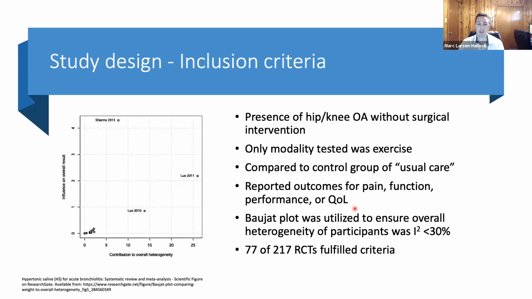And they reported that they used the Baujat plot to ensure that the overall heterogeneity of the participants was low. And so what they did is they created this plot that you kind of see over here. This is not the plot from the study. They did not publish their plot. And so what I'm using instead is a surrogate that I pulled from this resource down here. But it's essentially the same thing.